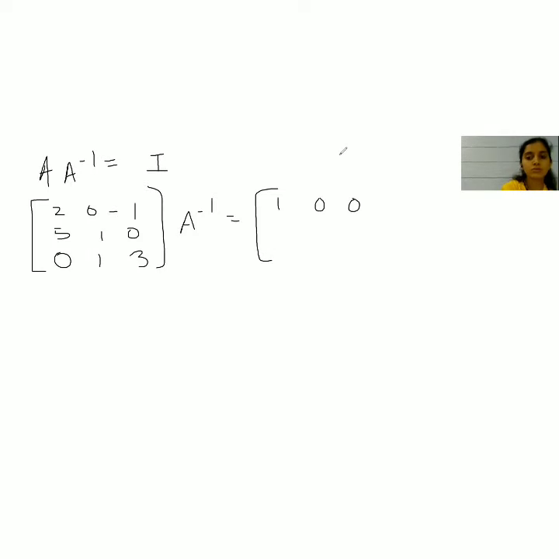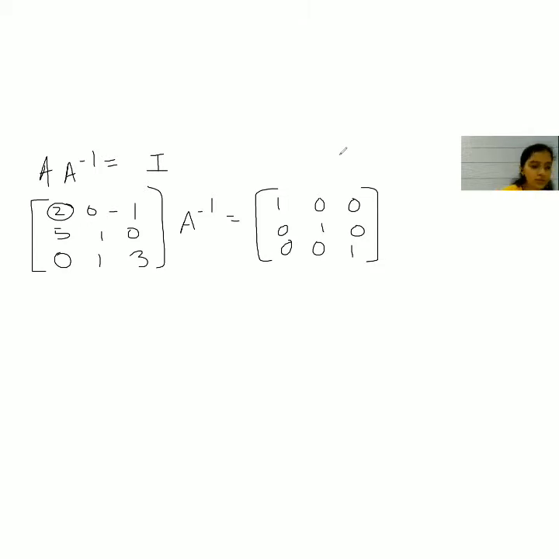So I'm going for elementary row transformations. A inverse is equal to I. Let us write the matrix A: 2, 0, minus 1, 5, 1, 0, and 0, 1, 3. And A inverse is equal to the identity matrix 1, 0, 0, 0, 1, 0, 0, 0, 1. So with row transformations, what is the first step? The corner element A11 has to be made 1.